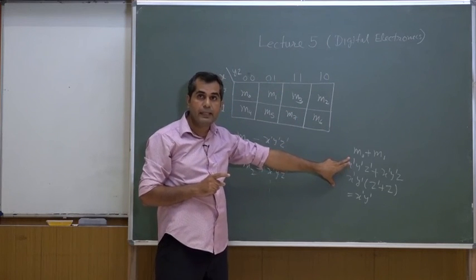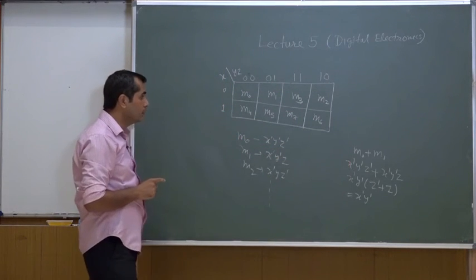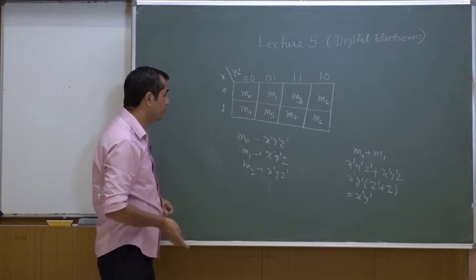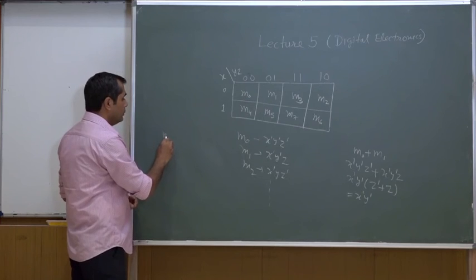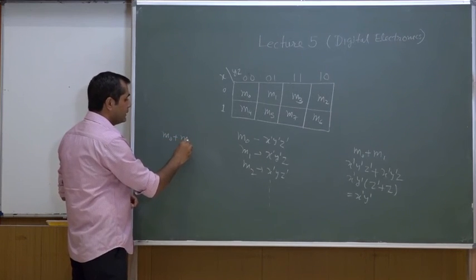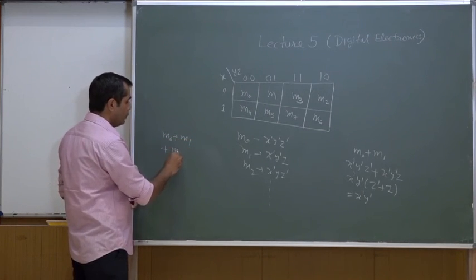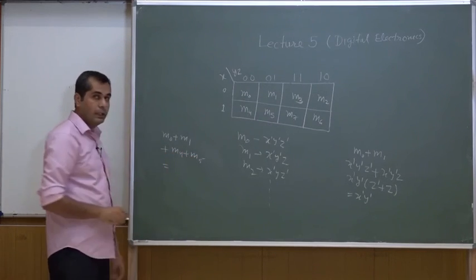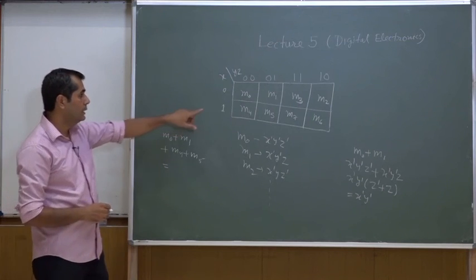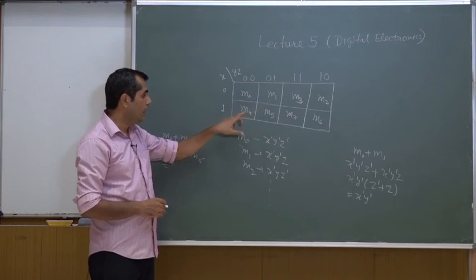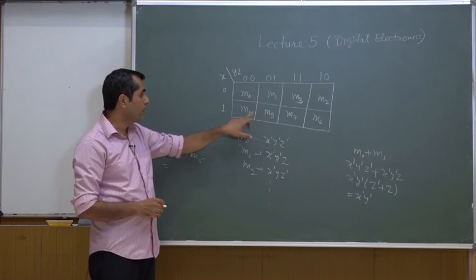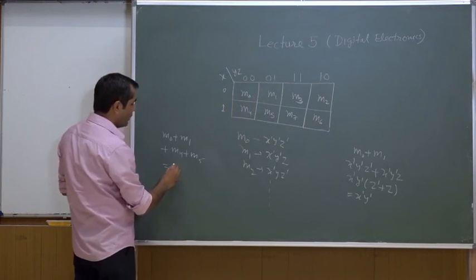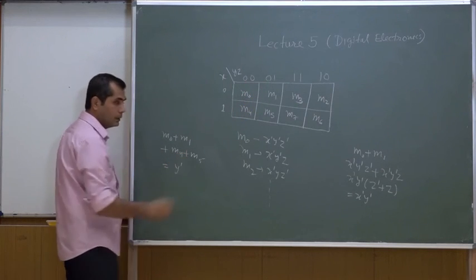Okay. Similarly, let me do the exercise for four terms. Let me add four terms, then see what we are getting here. Let me do this: M0 plus M1 plus M4 plus M5. Then what will I get? If I add M0, M1, M4 plus M5, I will get Y bar. You can verify this, or Y prime.